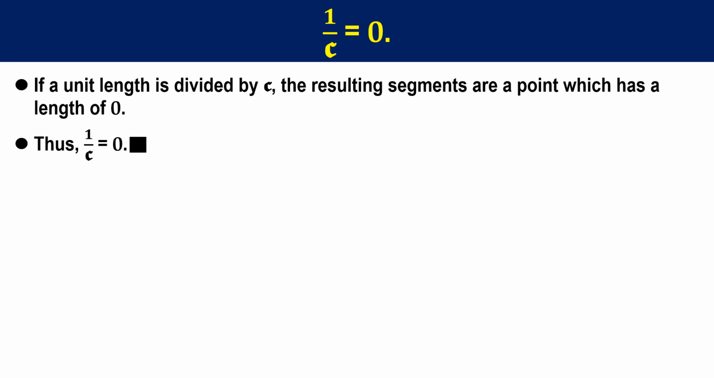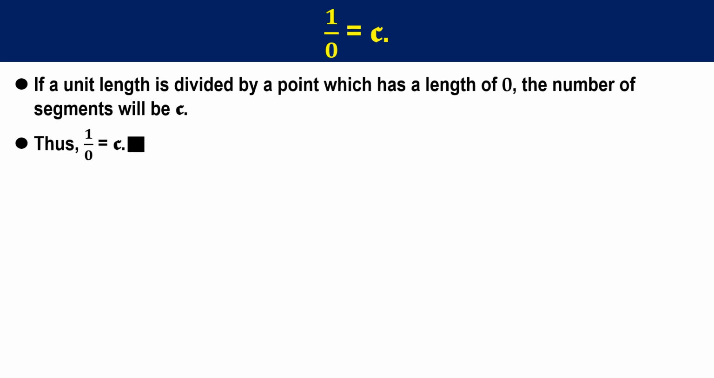Then we can have 1 over C equals 0, because if a unit length is divided by C, the resulting segments are a point which has a length of 0. Thus, 1 over C equals 0. If a unit length is divided by a point which has a length of 0, the number of segments will be C. Thus, 1 over 0 equals C.